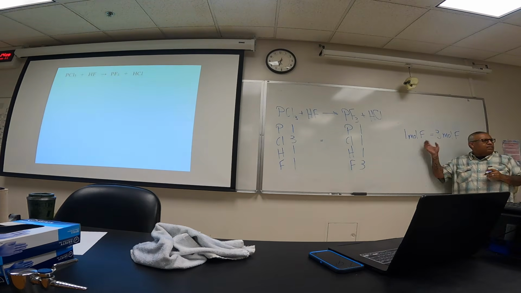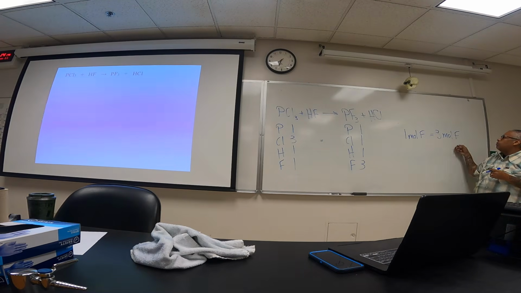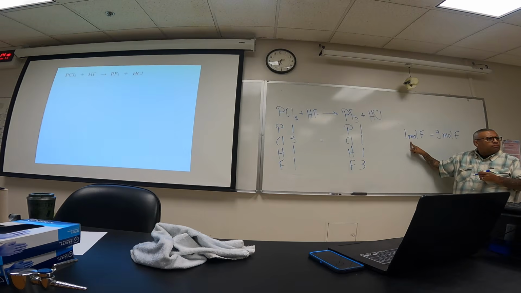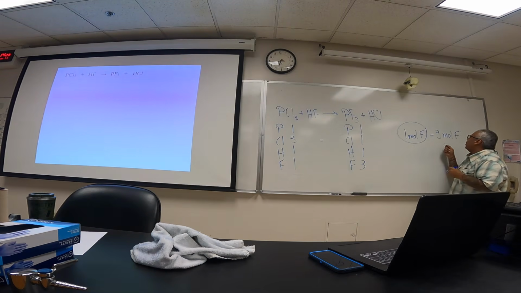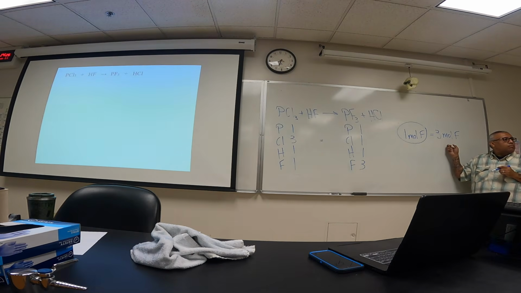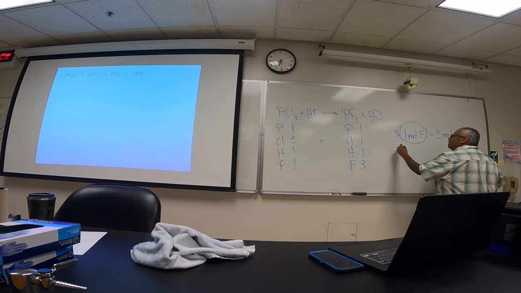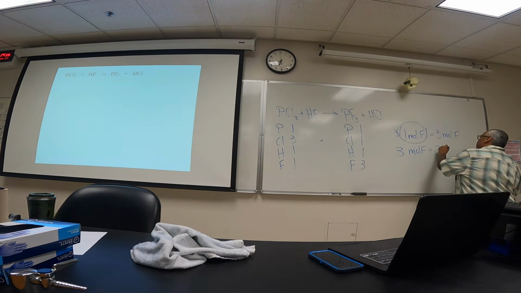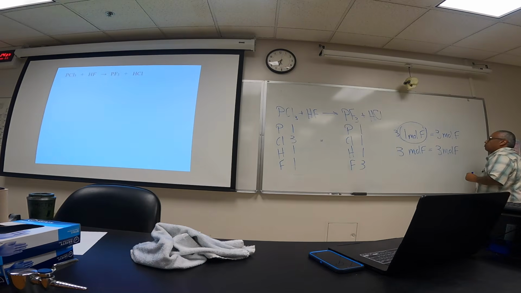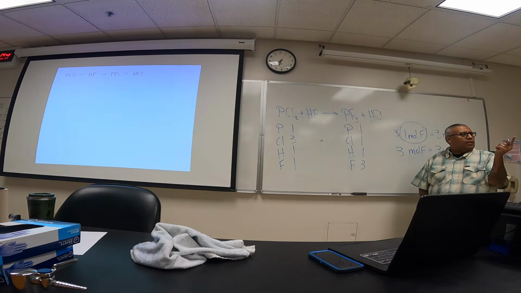So back when we were looking at these definitions, if we're looking at this, this is 1 mole of fluoride equal to 3 moles, but we know that that's not the case. What number could I multiply this by so that it would equal this? 3. If I multiply this by 3, then we can say 3 moles of fluoride is going to equal 3 moles of fluoride.